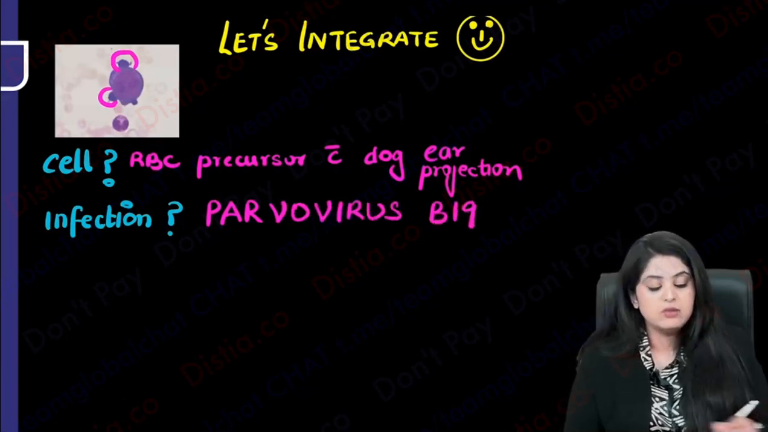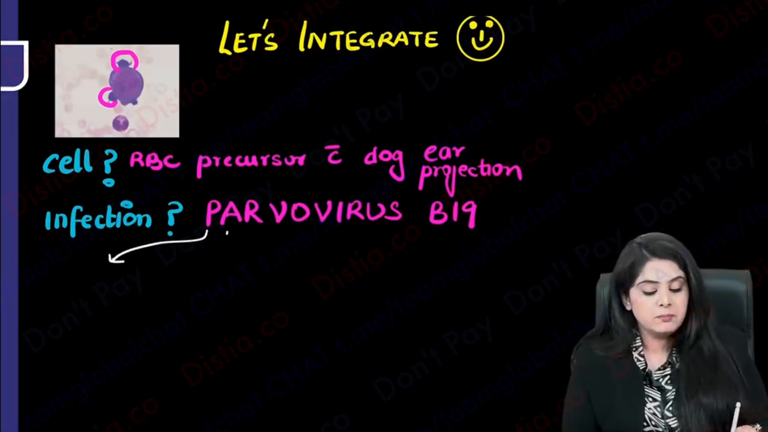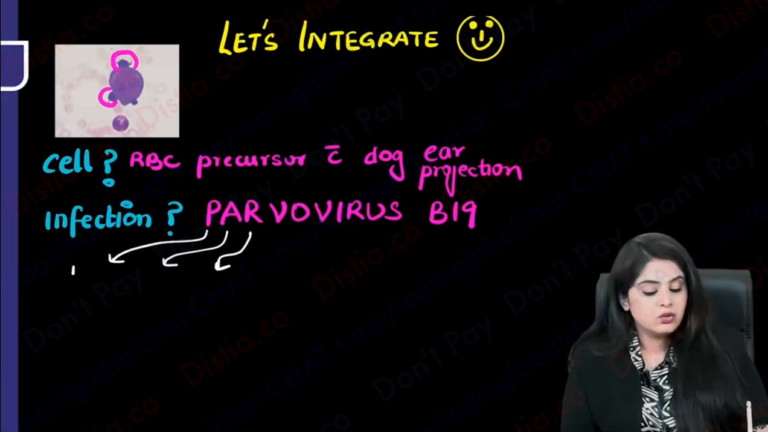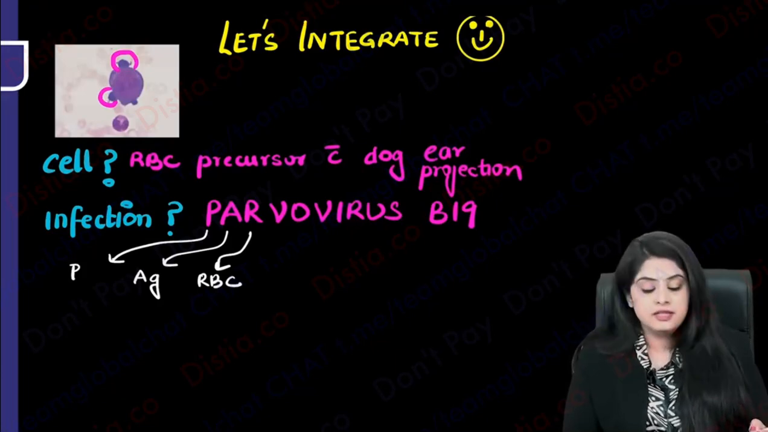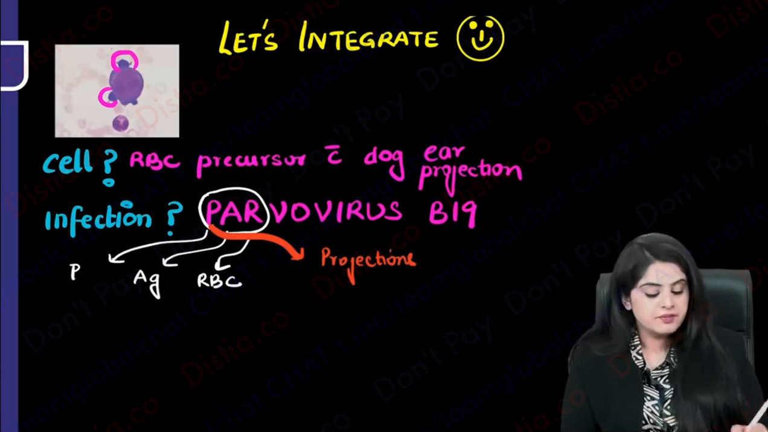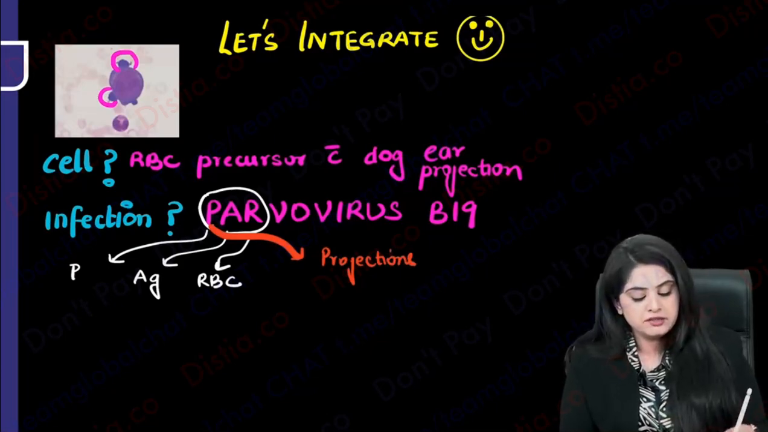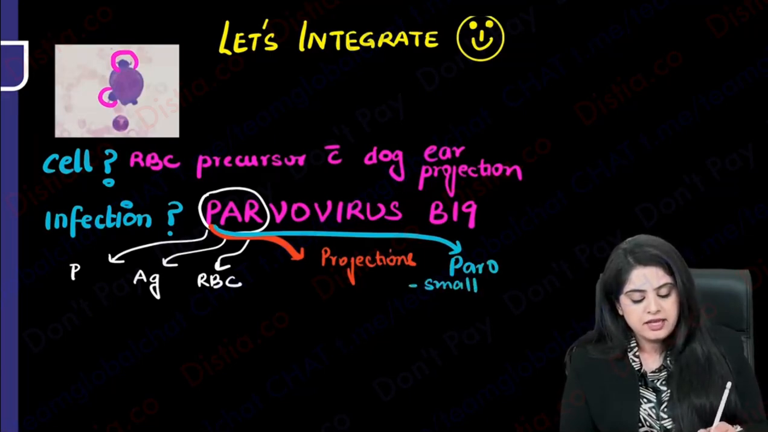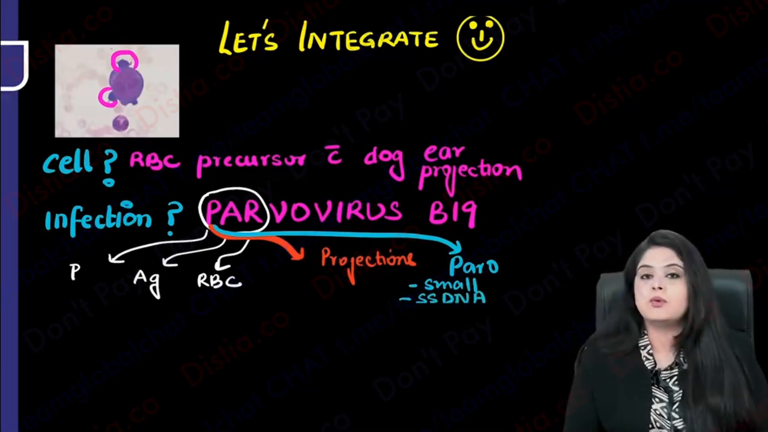And now I can give you the final mnemonic. Number one, the P antigen: it is going to attack the P antigen of the red blood cells. After that, we can say the parvovirus is going to show me P for projections, and you can see the dog ear projections that you are having over here. Finally, because you are referring to this as parvo, you can say this is going to be the smallest in size, and this is going to be a single-stranded DNA virus. That's a quick summary about it.